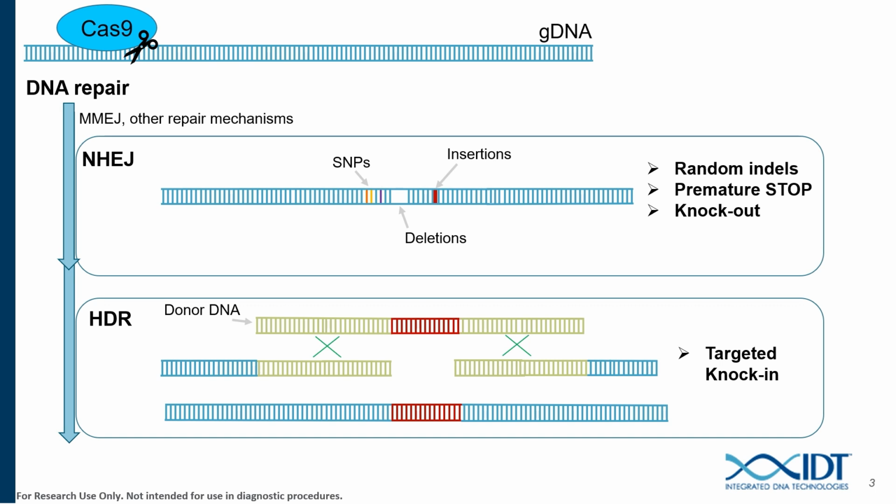Another pathway is homology-directed repair, or HDR, and this is when an exogenous donor template can be provided along with the Cas9 nuclease, and the repair machinery in the cell can use that template to repair the double-strand break and can bring along with it a desired insert or SNP change.